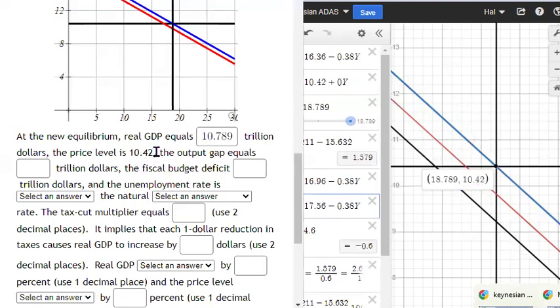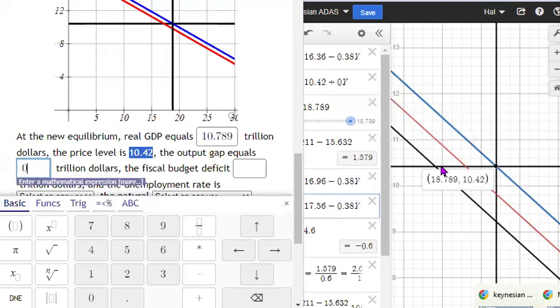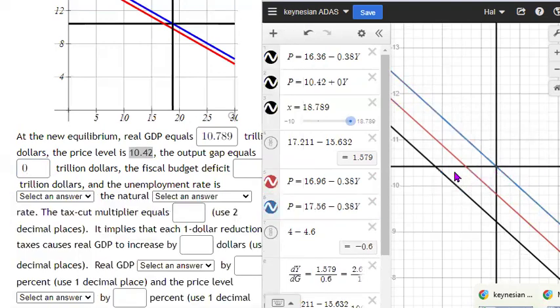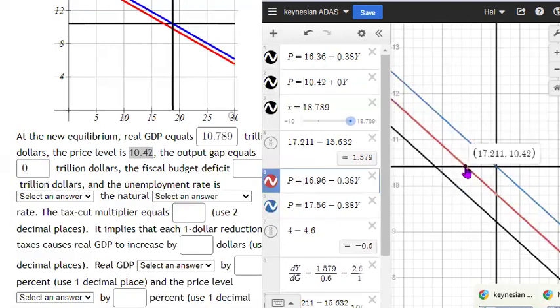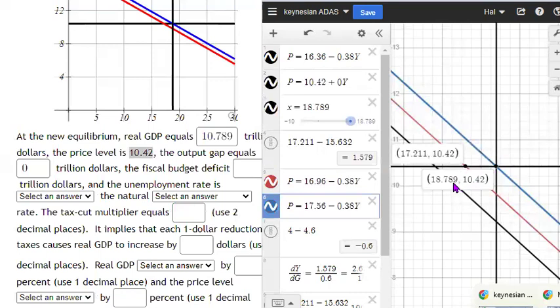Again, in the Keynesian model, prices are sticky. The output gap is closed, right? We've mentioned that. With the increase in government spending pushing us to here, and the cut in taxes pushing us to there, GDP is now 18.789, which equals potential GDP, right? So the gap is 0.